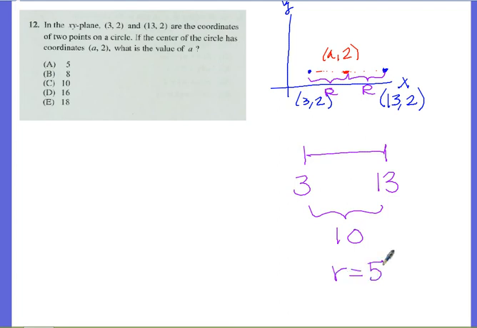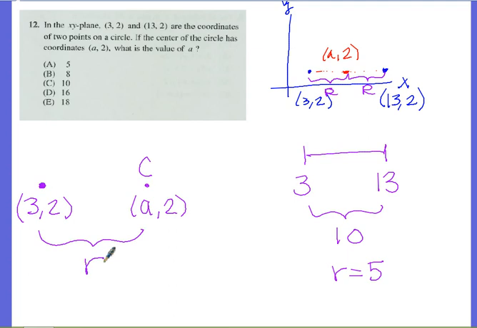And the answer to the question is not 5. They want to know what a is. Well, remember, I'm going to make the drawing a little bit better. 3, 2 is here. And then this is supposed to be the center, and that's at a, 2. Remember, we said the radius, from a point on the circle to the center, is always the same distance. So if I take 3 plus the radius, which is 5, that'll get me the a value. So the a value is actually 8. Most people will answer 5 for this, because it's one of those two-part problems.